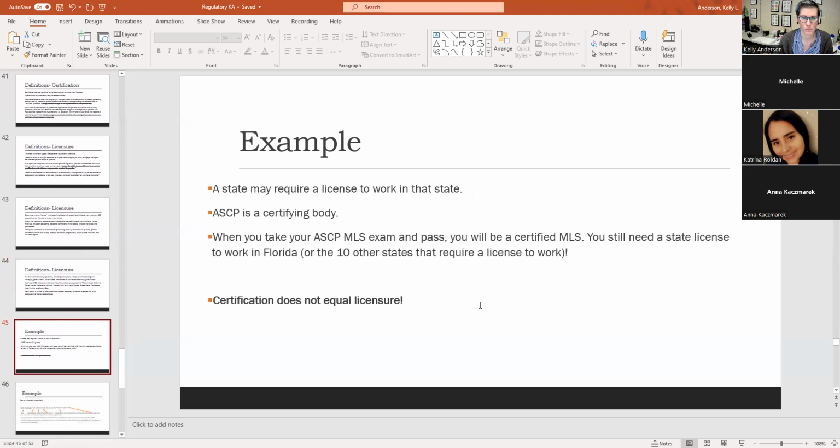So just to make this clear, a state may require a license to work in that state. ASCP is a certifying body. So when you take your ASCP MLS exam and pass, you will be a certified MLS. You still need a state license to work in Florida or the other 10 states. So just because you pass your exam, you're not there yet. You still got to get your license. Certification does not equal licensure.